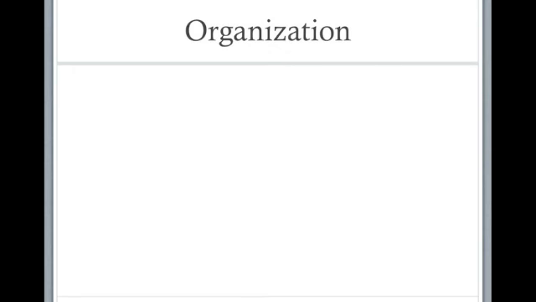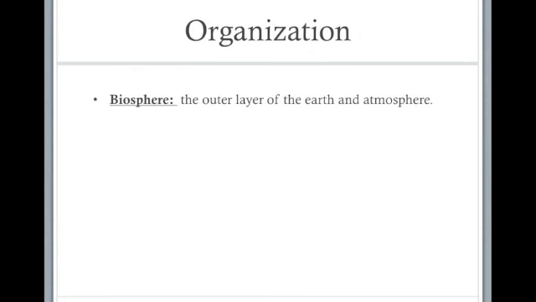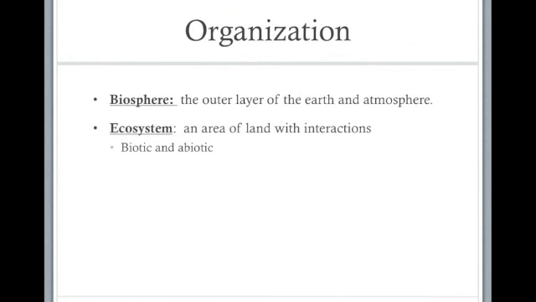So ecosystems, the environment is organized into different levels. The biggest level is known as a biosphere, and that's the outer layer of the earth and the atmosphere. Then the next level are ecosystems. An ecosystem is just an area of land of living and non-living things, also known as biotic and abiotic, and their interactions within an ecosystem.